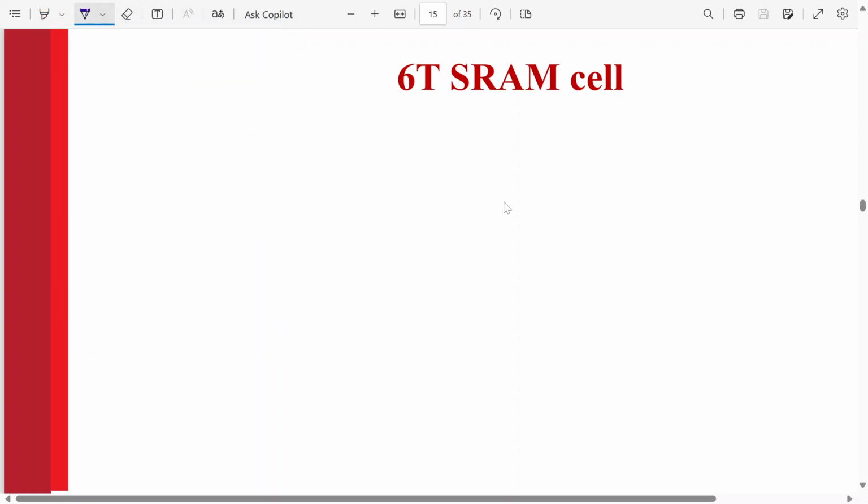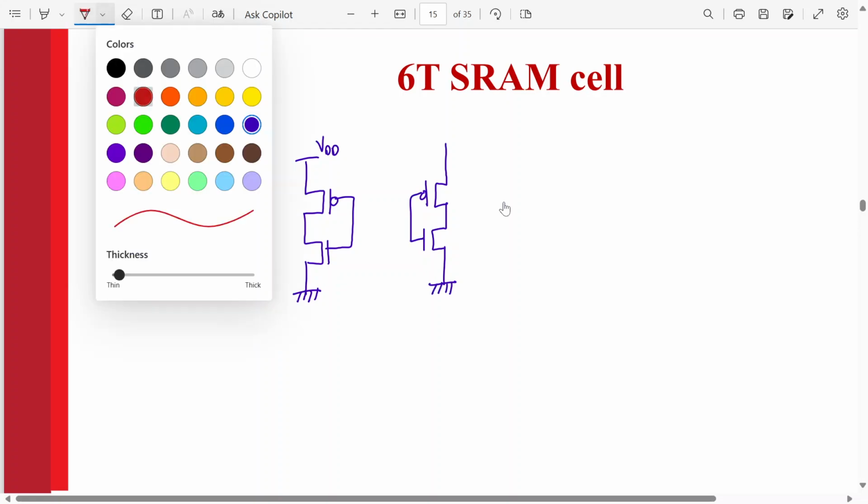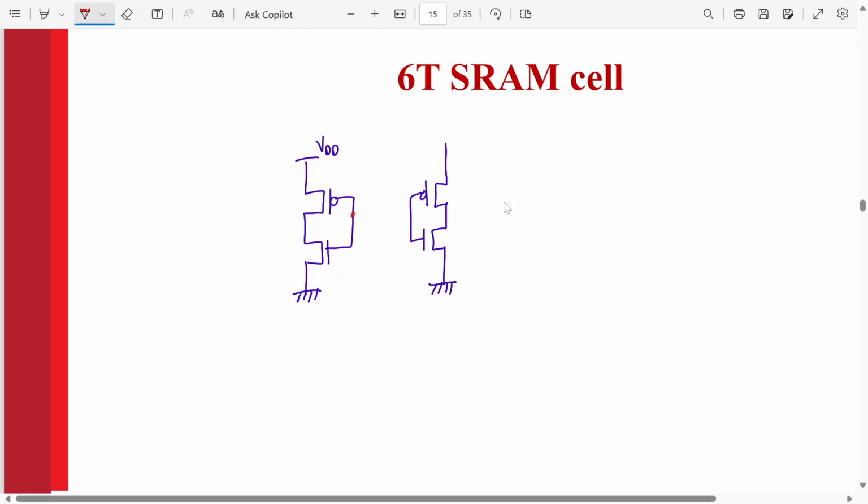These inverters, you draw as they are. Now you know how to draw them. This is an inverter, this is VDD, inputs tied together, this is ground. Similarly, one more inverter over here. Now do the connections. This wire is connected over here, and this wire is connected over here. You have to connect it properly. This is again VDD. So these are my 2 inverters. Okay, so 4 transistors are done.